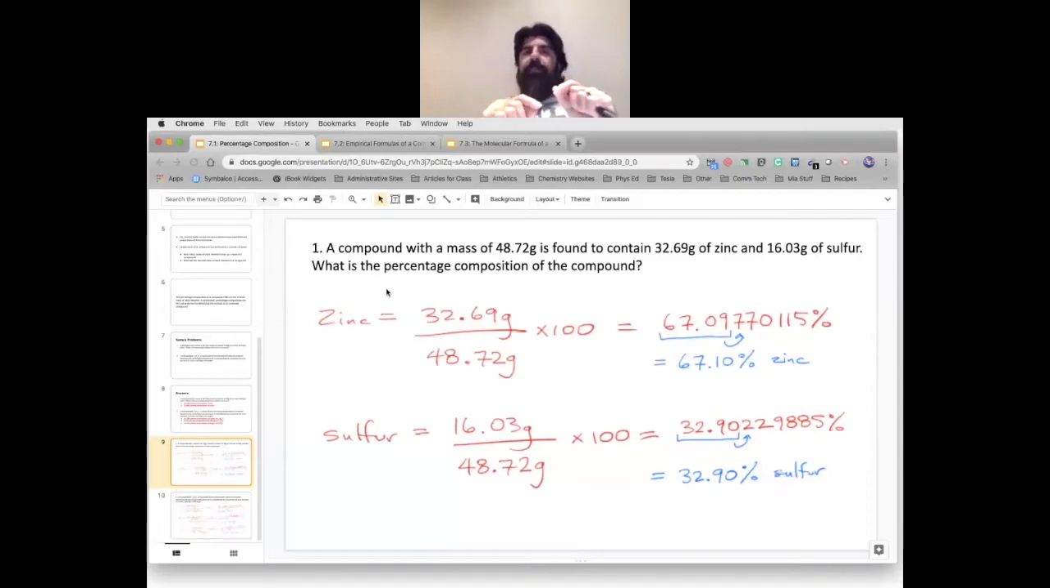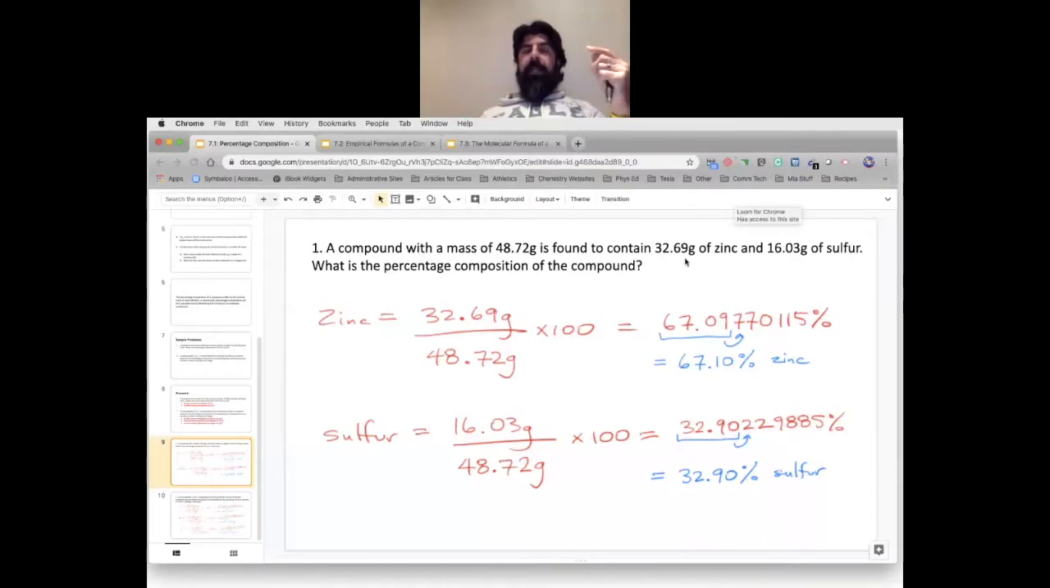So when I ask for the percent composition of the compound, I am actually asking you to find the percent composition of every atom in the formula. Okay, so sometimes I might be more specific and say, find the mass percent of zinc, right?